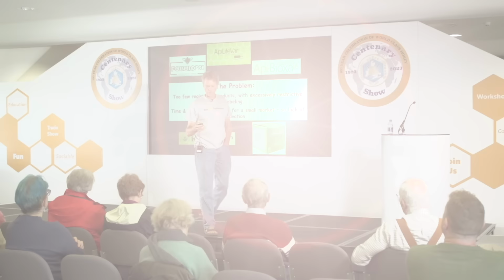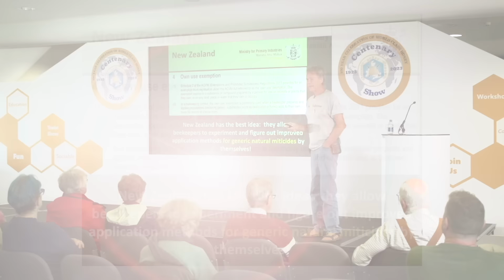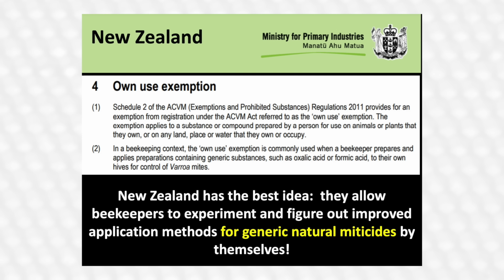So I'm involved right now with the Environmental Protection Agency in the United States, suggesting that we follow New Zealand's model. And New Zealand, who also is a first world country with beekeepers who are about roughly the same intelligence as beekeepers elsewhere, said, well, tell you what, we know you're going to go ahead and use other things, so why make you all into outlaws? Go ahead, you're allowed to use the generic off-the-shelf oxalic acid, formic acid, and thymol, and figure out how to use it yourself. There's no risk to the environment, so you can do it.